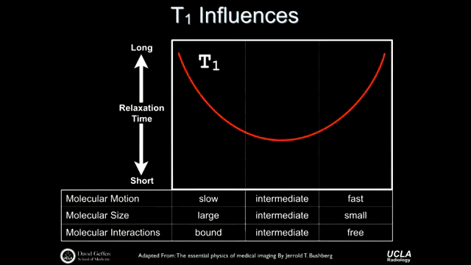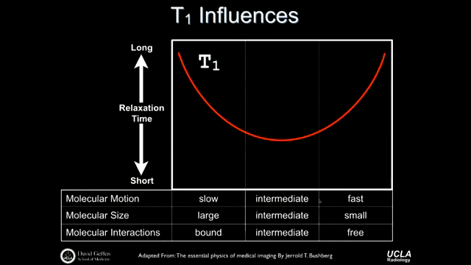The Bushberg book, which I don't remember if I recommended at the very beginning or not, this is just adapted from that. The students in the physics and biology and medicine track may have this book already. Bottom line, we can get some governing ideas about what causes T1 to be long and what causes T1 to be short. And if your overall molecular motion is kind of slow, if your molecular size is large, and if your interactions are such that you're relatively bound, then you have a long T1. And we can go over to the other side here and talk about having fast motion and small molecular size and free interactions, and also having long T1s.